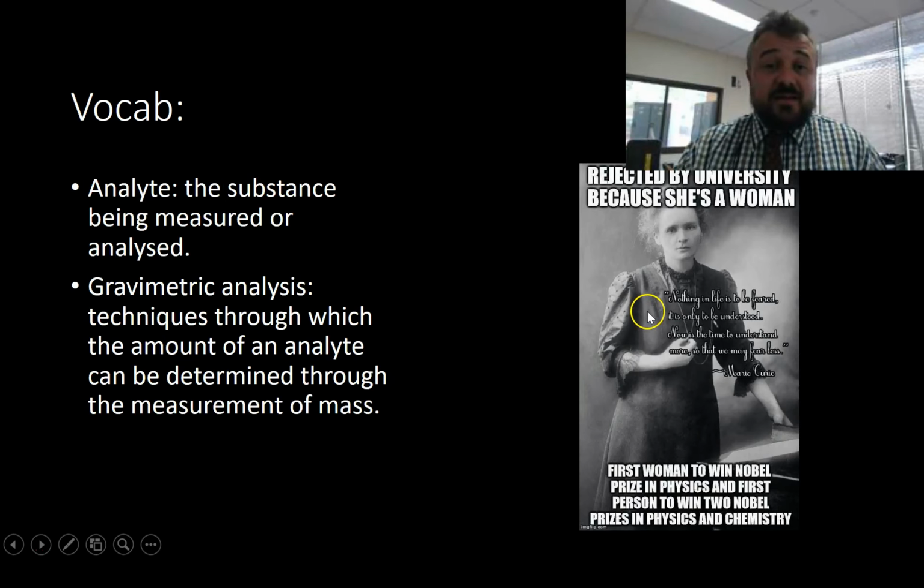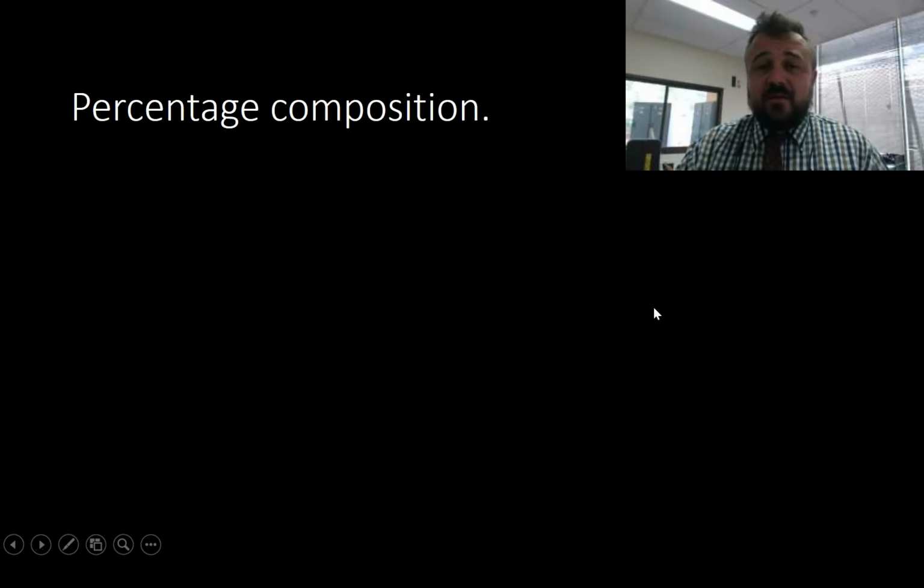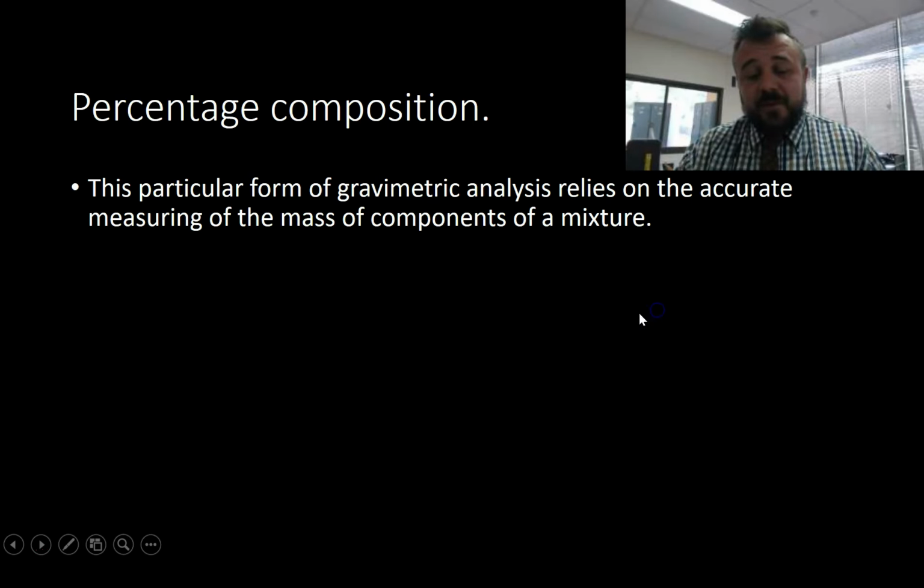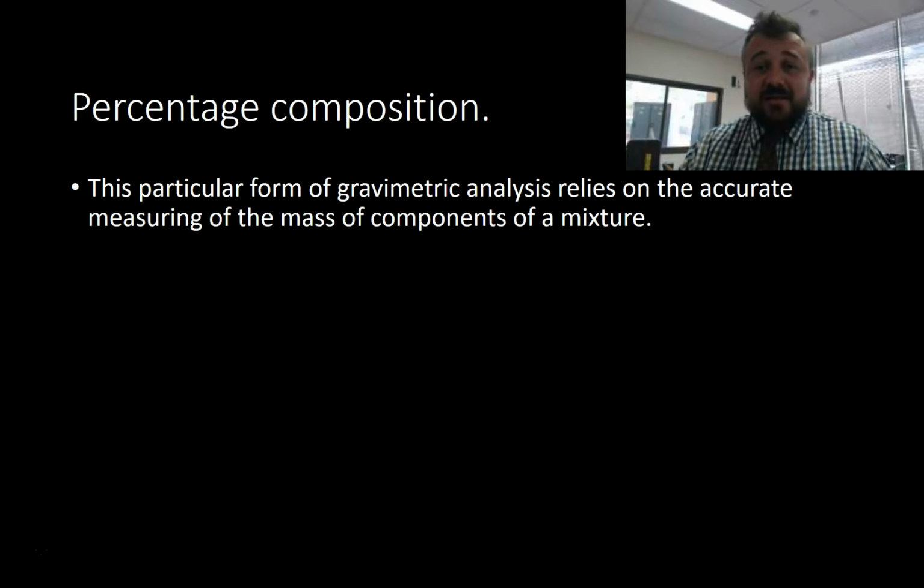This is the vocabulary for today's lesson. If I can just get you to pause the video, write these down, and these will come up as we're going. Particularly analyte. So percentage composition, how does it work? With this particular form of gravimetric analysis, we're working out how much of a sample is one component. This is a relative measurement. And we're looking at the analyte. The analyte here will be the thing which we calculate the percentage of.